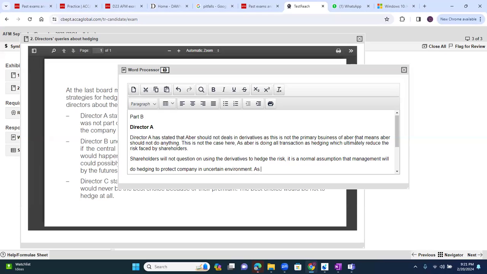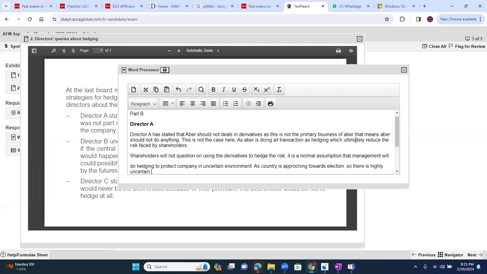Okay, as the country is approaching towards election, there are highly uncertain circumstances. So it is in favor of the company to hedge this risk.